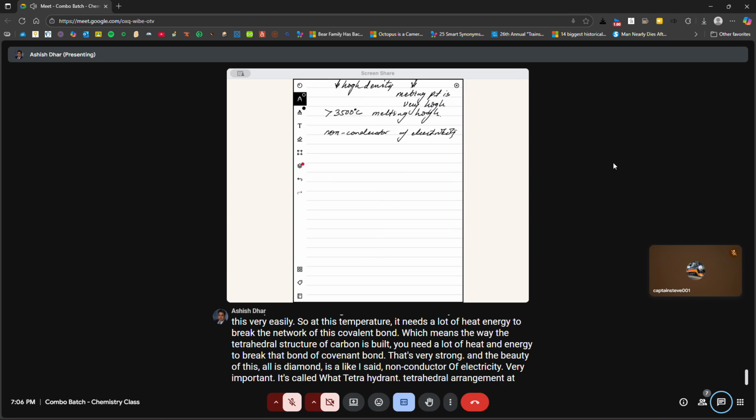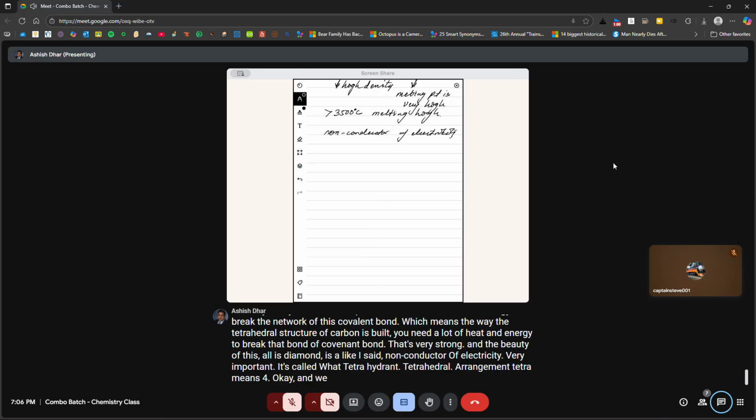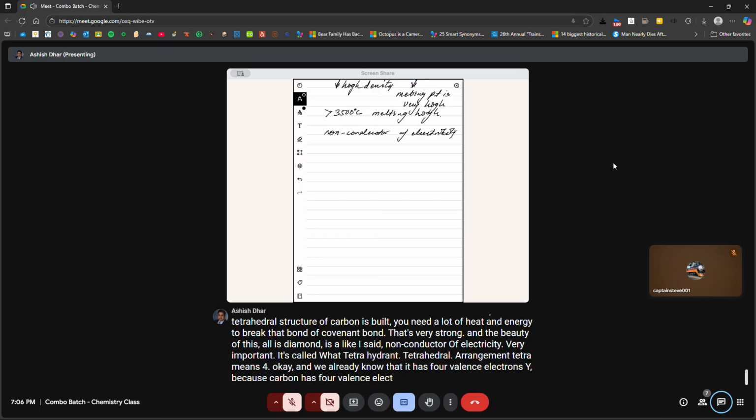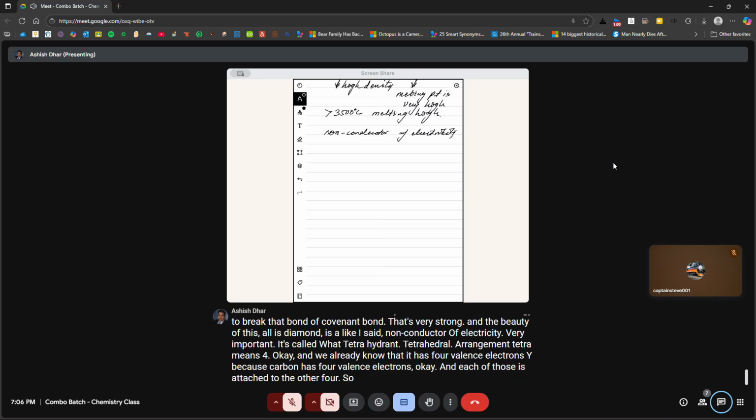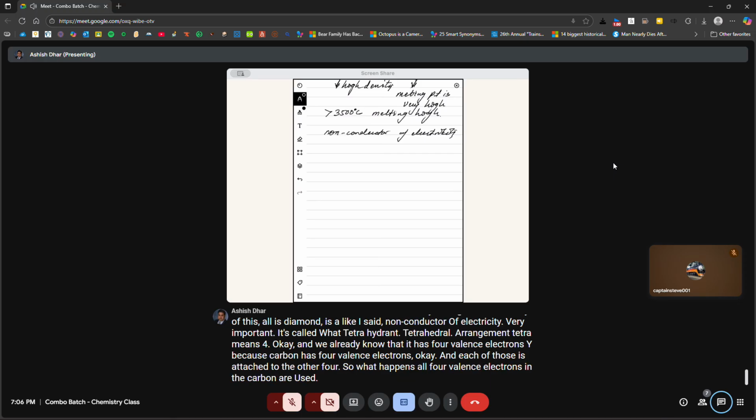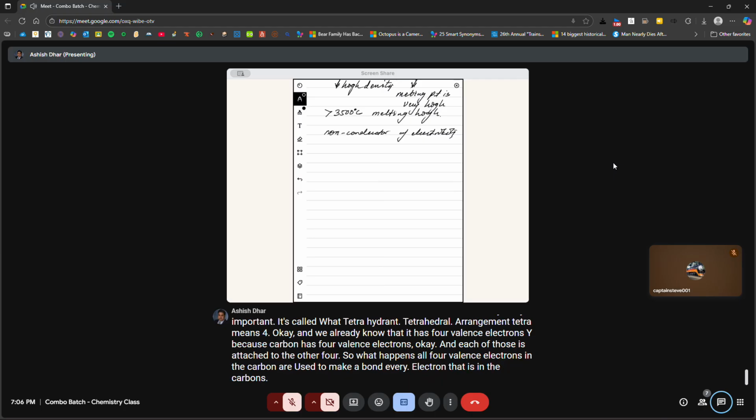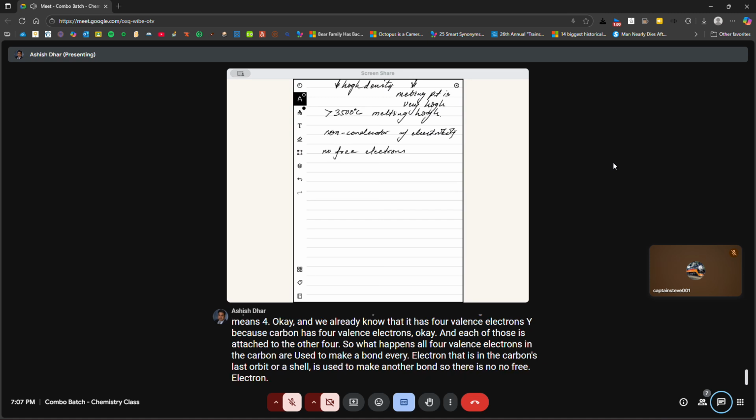It's called tetrahedral arrangement. Tetra means four. And we already know that it has four valence electrons. Why? Because carbon has four valence electrons. And each of those is attached to the other four. So what happens? All four valence electrons in the carbon are used to make a bond. Every electron that is in the carbon's last orbit or shell is used to make another bond. So there is no free electron in diamond crystal.